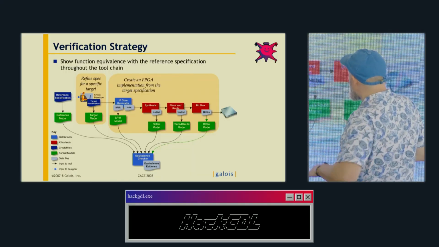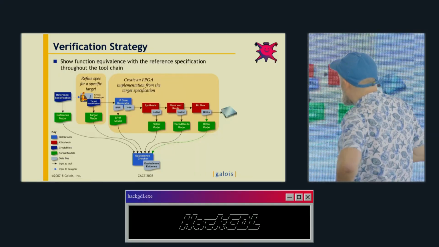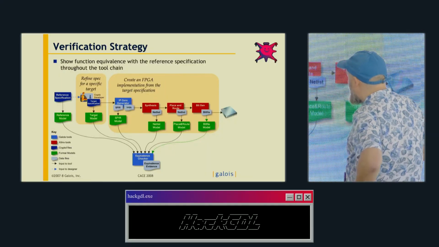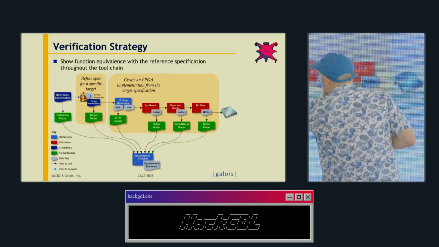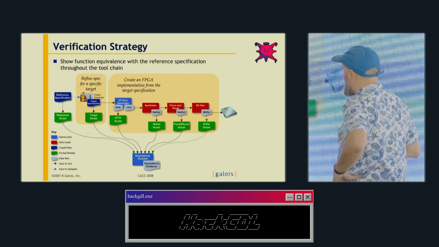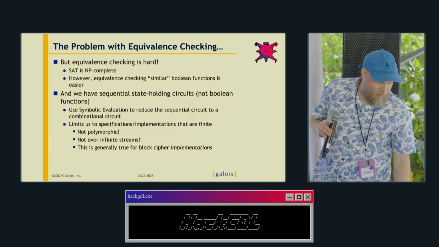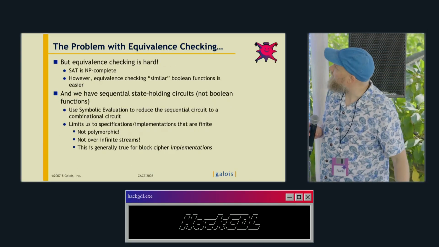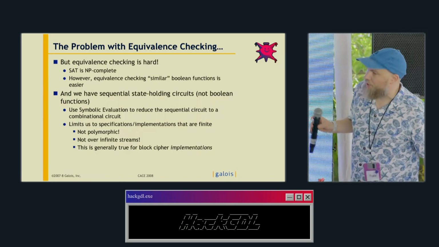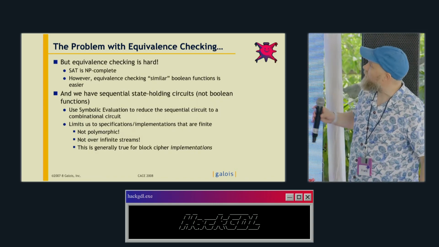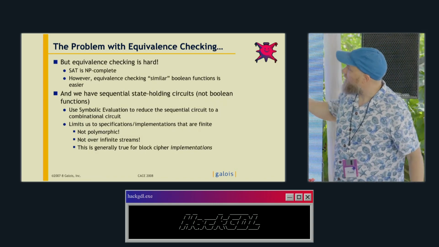So as I said, this is something I've already shown in terms of the verification strategy. It's just to show that all this equivalence checking can take place at different stages of the modeling. I will skip this a bit. So this is just to tell you basically that equivalence checking is not an easy problem. It's NP complete.